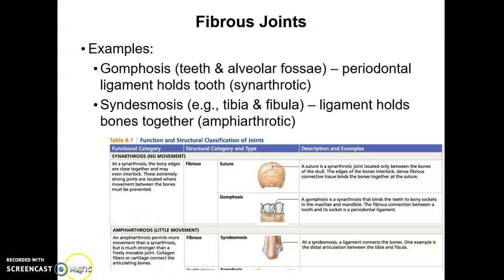And down here at the bottom, an example of an amphiarthrotic joint, or an amphiarthrosis, would be the distal joint of the tibia and fibula. Ligaments hold those bones together. There's a little bit of movement. So it is an amphiarthrotic joint and a fibrous one. And that example is a syndesmosis, the ligament holding the bones together.